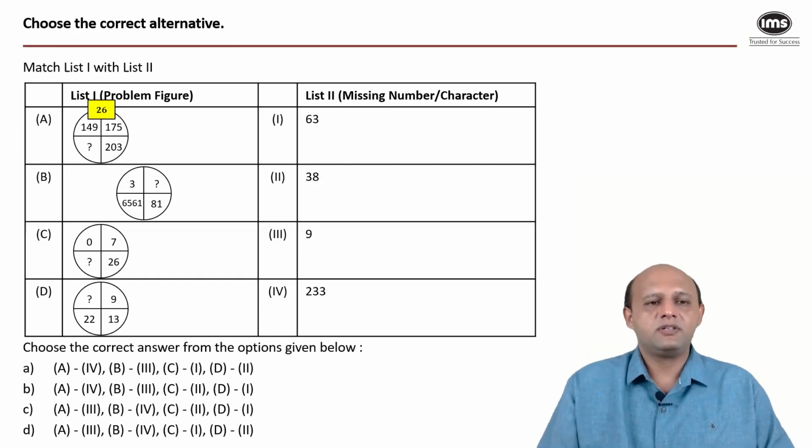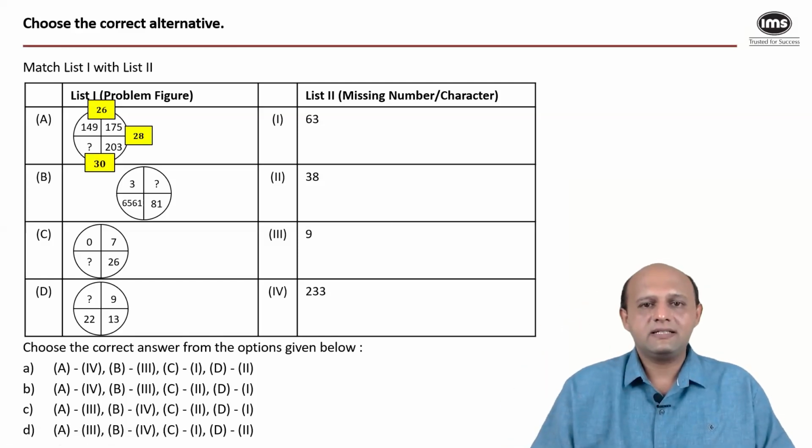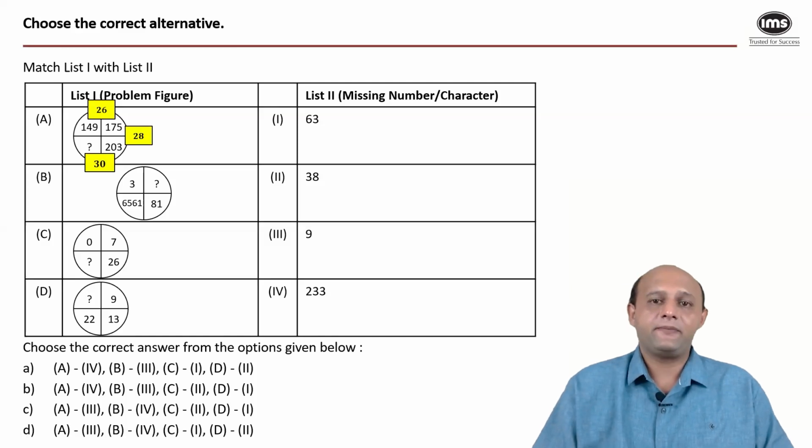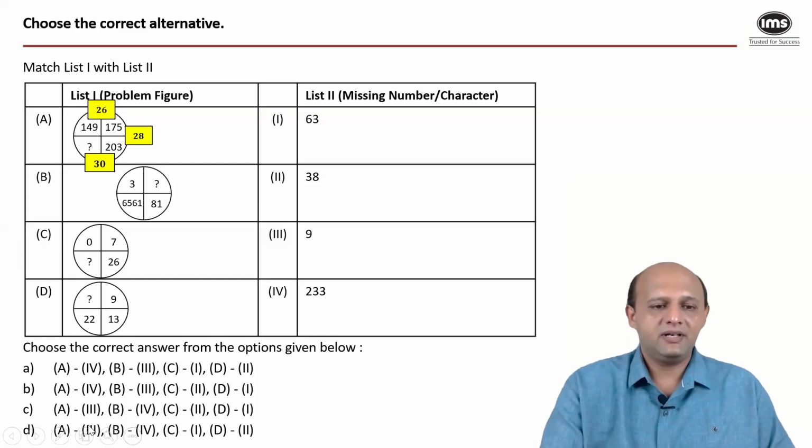Okay. Now if you notice, the difference here is 26. The difference between the next set of numbers is 28. So ideally, if you notice, the difference goes on increasing. So 26, 28, 30. Therefore, this should be 233. Correct. So the answer to the first one should be option 4, which is the 4th number in the list. Therefore, that eliminates option 3 and option 4.